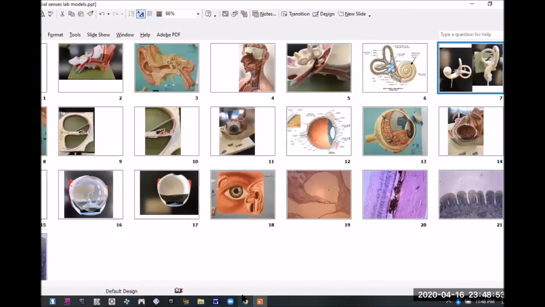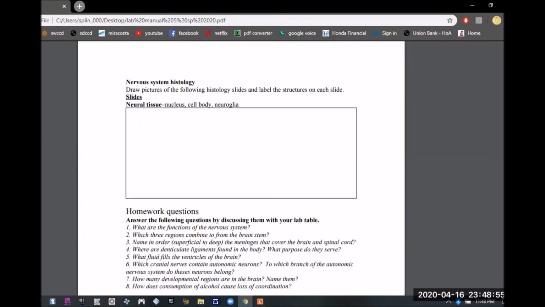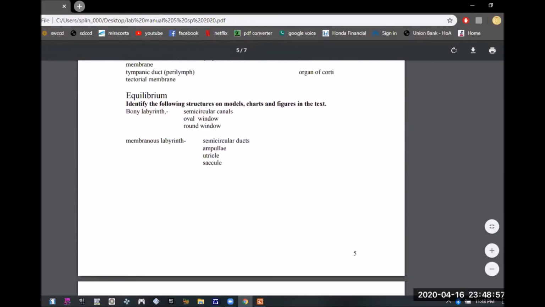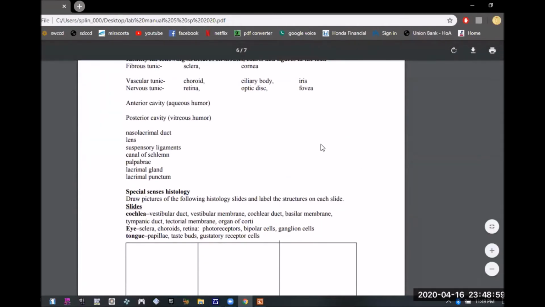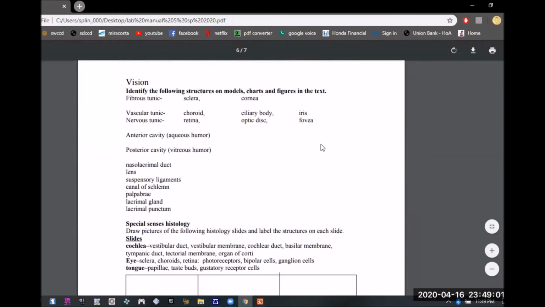So now moving on to the section on vision. Starting with the eyes, we have the various tunic layers: from superficial, the fibrous tunic, the middle layer, the vascular tunic, and the deepest layer, the nervous tunic. And just going across the page, we see the components of each of these three tunics.